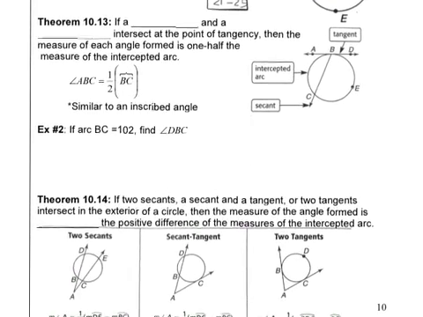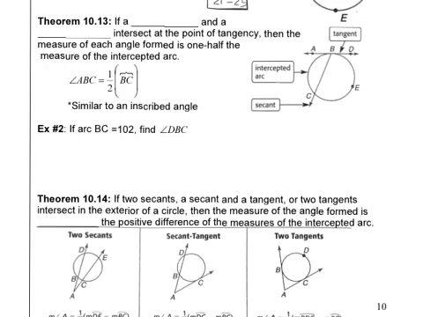Alright, Theorem 10.13 says that if a tangent and a secant intersect at the point of tangency, so here we have a tangent, here we have a secant, and they intersect right there at B, which is the point of tangency, then the measure of each angle formed is 1/2 the measure of the intercepted arc.